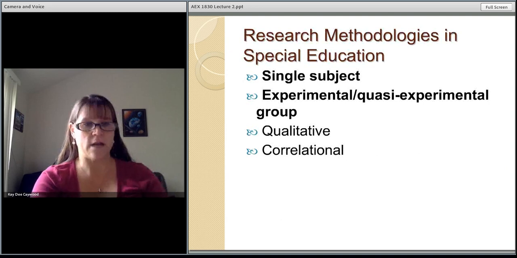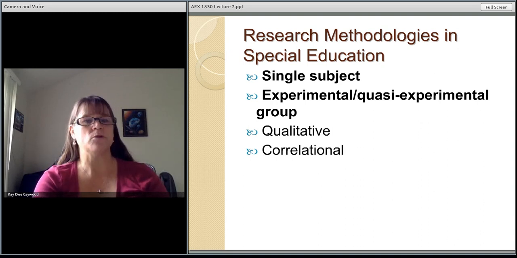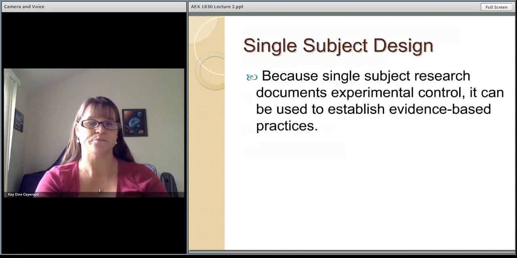Some of the research methodologies that you see in special education are single subject, which is the one with the graphs, and experimental or quasi-experimental groups. You'll see those with statistics. Qualitative research is where you're telling kind of stories and you're finding commonalities among them, and correlational, where you're doing some statistical analysis looking at correlations. We're going to talk about single subject and experimental because those are the two research methodologies that are most often used to determine whether a practice is evidence-based in the field of special education.